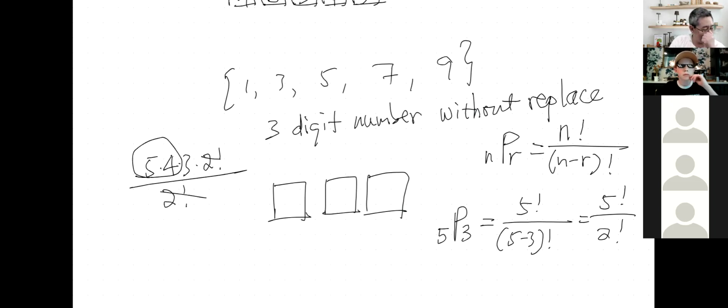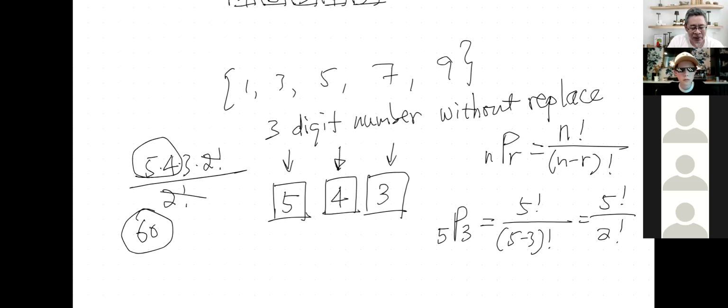So we got 60 different numbers. Or you can say the first choice, we got 5. After that, we have 4 left. After that, we got 3 left. So our choice is 5 times 4 times 3, we got 60. Okay.